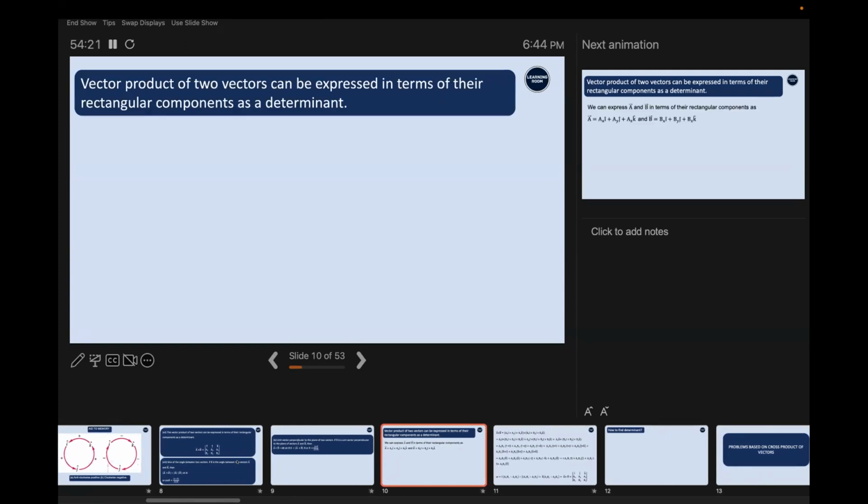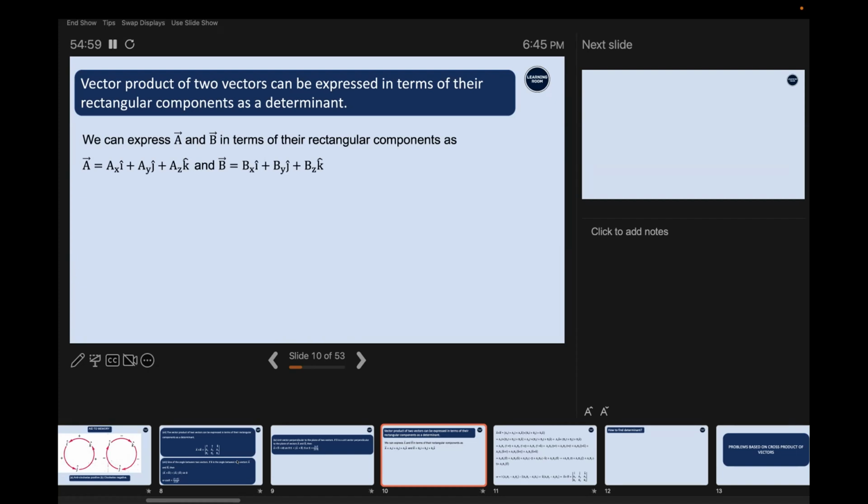So you remember the determinant concept. I explained it to you. We wrote it as determinant of i, j, k, ax, ay, az. We read it as determinant of, not as modulus. And that is related to a concept called matrix, which you learn in your 12th standard. As of now, you know how to handle the determinant. So what are we saying? Vector product of two vectors can be expressed in terms of their rectangular components as a determinant. So how do you do that?